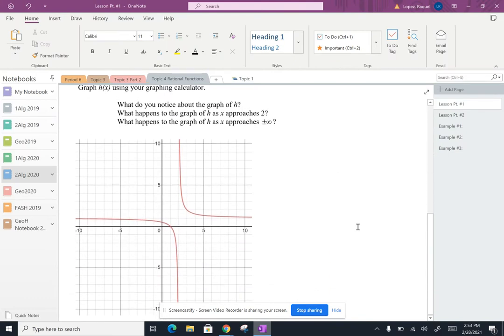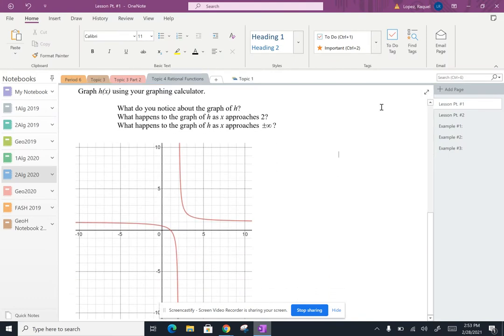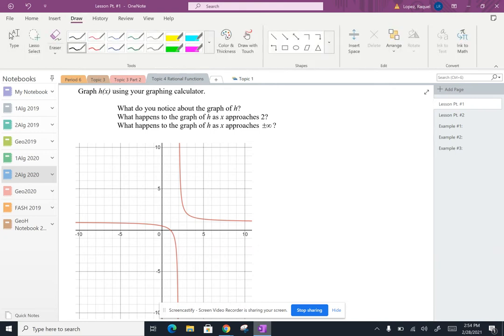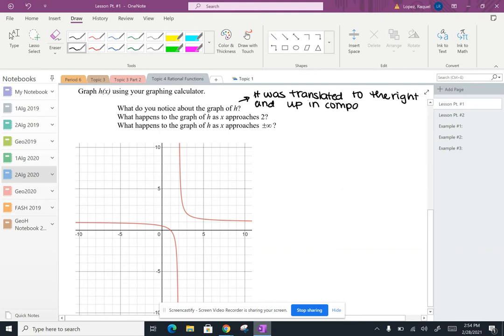I took a screenshot and put that in my OneNote right here. To answer that first part, the function was translated to the right and up in comparison to y equals 1 divided by x, that original parent function.